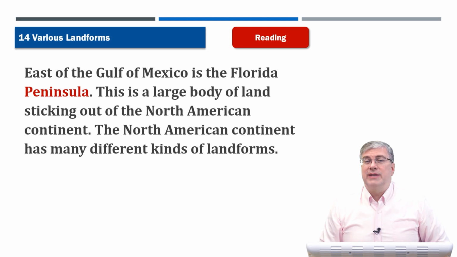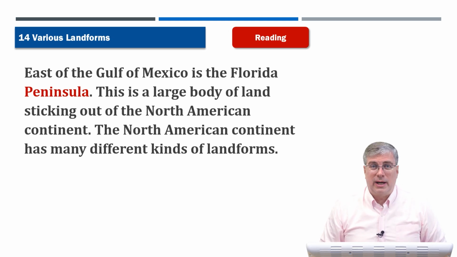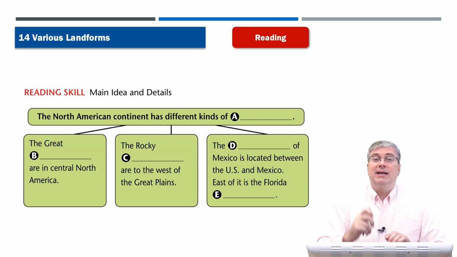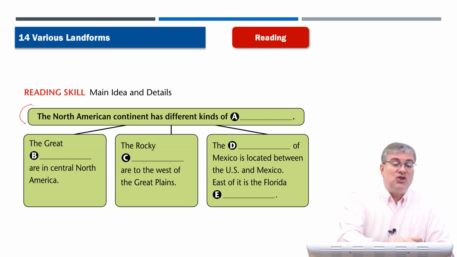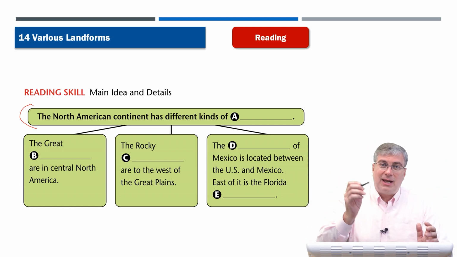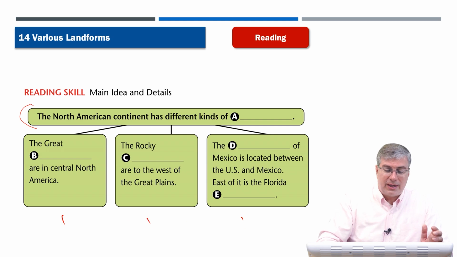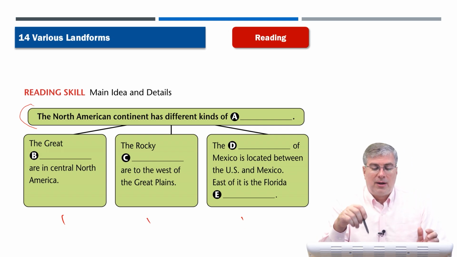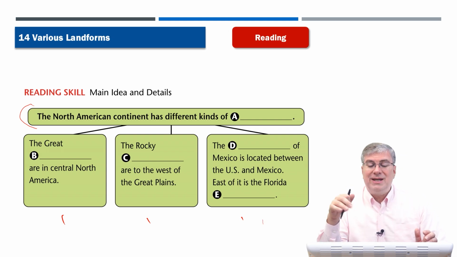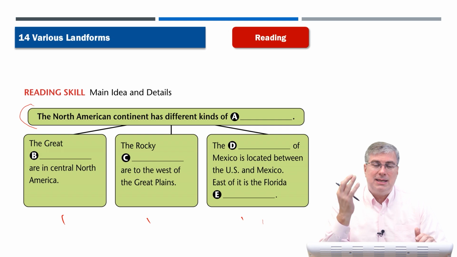Okay, that's the reading. Let's take a look at how this information in the reading passage was organized. Here we have main idea and details. Now, of course, I've said this many times. When you do this, you have a main idea. It's a general statement, a broad statement that you make, and then you have details that support it. In this case, we have 1, 2, 3 details, actually 4 details, because the third box has 2 examples. But anyway, let's just put another mark there. So we have 4 details that support the main idea.